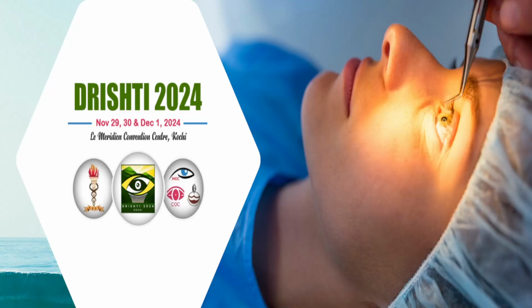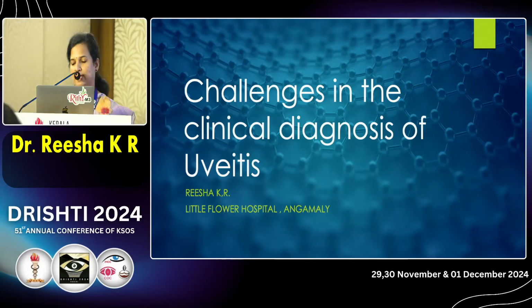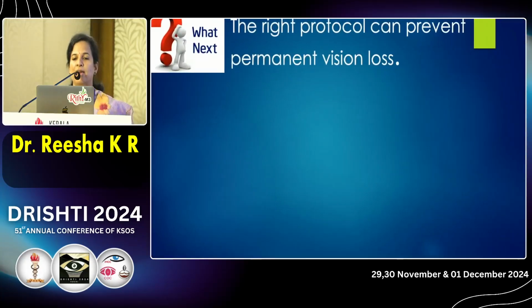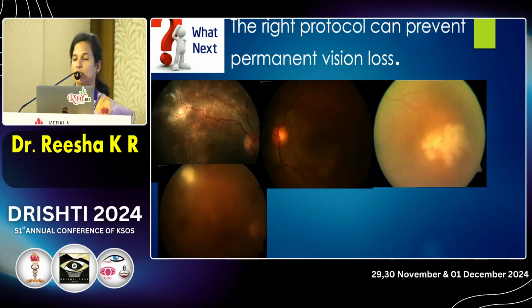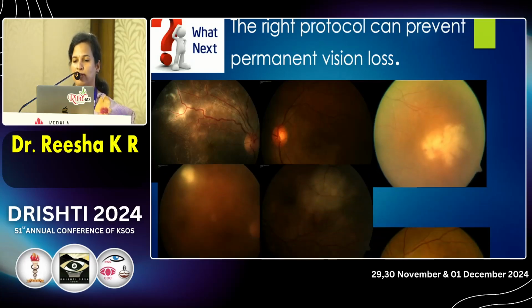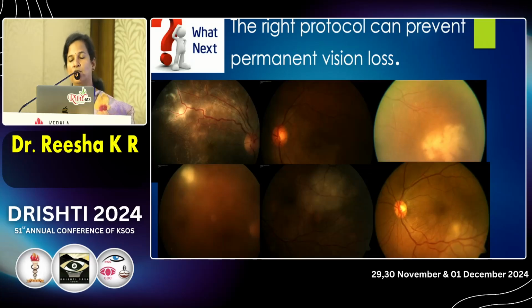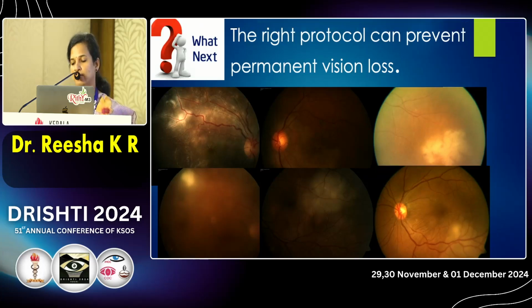I'll be talking about challenges in the clinical diagnosis of uveitis. The management of uveitis is often challenging. Why? Because all these posterior uveitis entities look very much similar, but they all have different etiologic diagnoses. Similar etiologic diagnoses can have different clinical presentations also. And moreover, after all evaluation, in 1/3 of patients we won't be able to find any clear etiologic diagnosis. So what to do? The right protocol can prevent permanent vision loss.